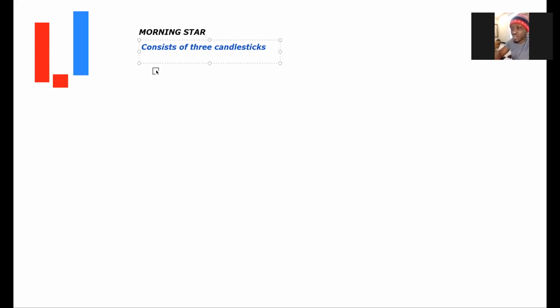So I'm trying to figure a way of writing few words. Let's see if that's possible. So indicates a bullish reversal. That should suffice. Should make sense, right? It signifies a bullish reversal.